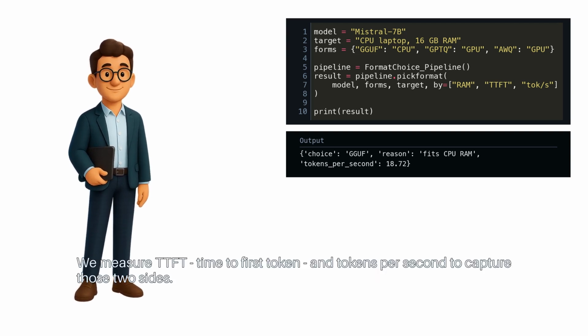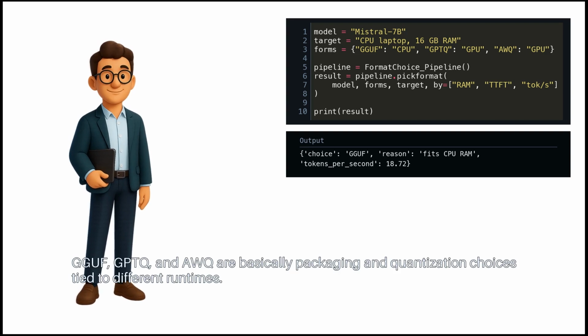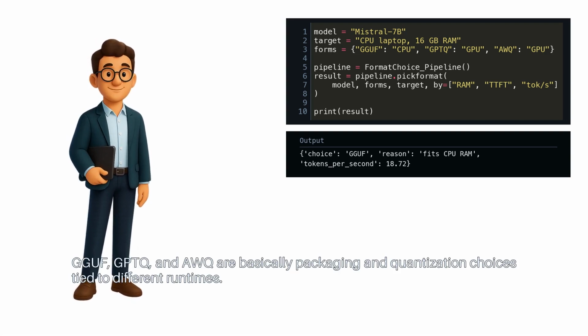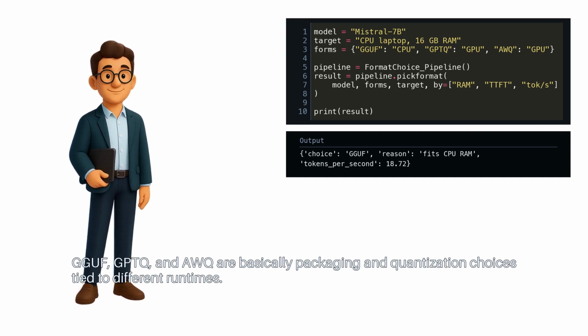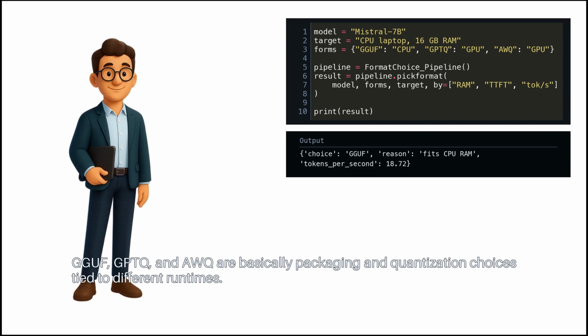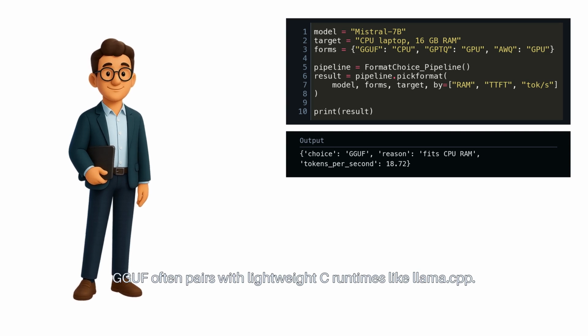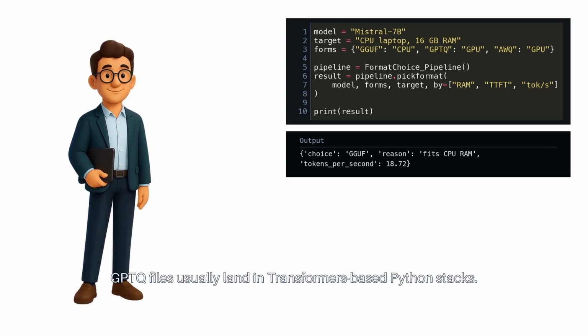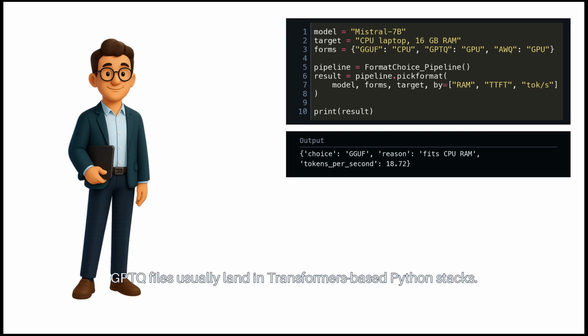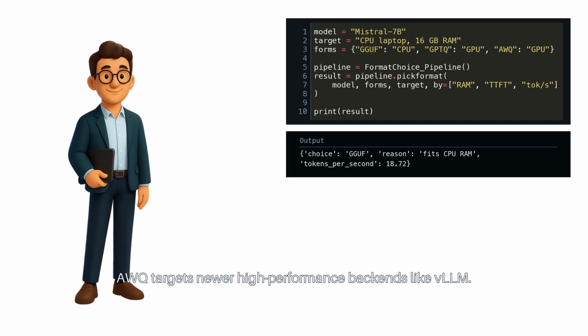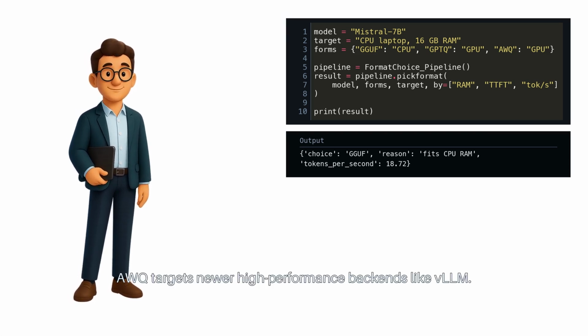We measure TTFT, time to first token, and tokens per second to capture those two sides. GGUF, GPTQ, and AWQ are basically packaging and quantization choices tied to different runtimes. GGUF often pairs with lightweight C runtimes like llama.cpp. GPTQ files usually land in transformers-based Python stacks. AWQ targets newer high-performance backends like vLLM.